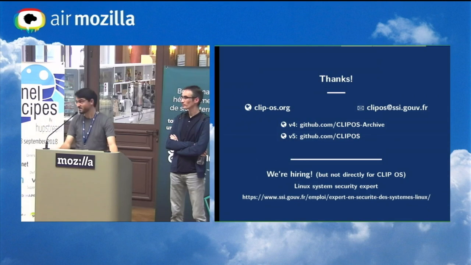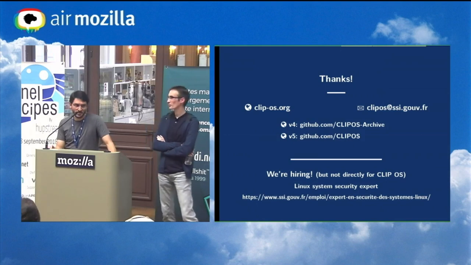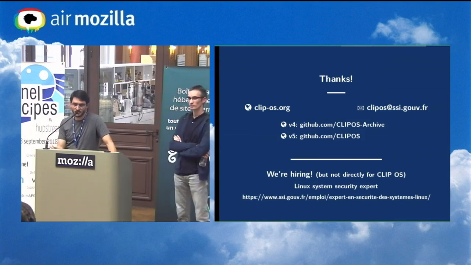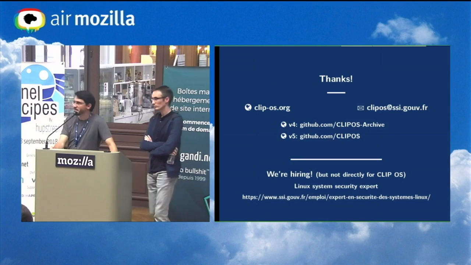Why is it called Clip? So, Clip is the historic name of the project. It's just the name that was selected at the time. But now the full name of the project is ClipOS. We do make the mistake sometimes because we're used to calling it Clip, but it's ClipOS, the full name.